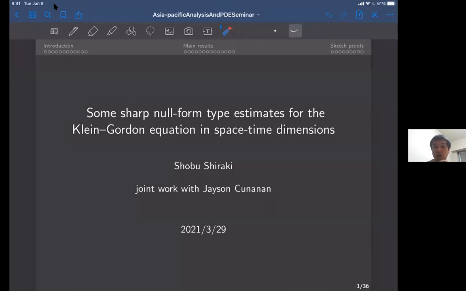Now it seems okay. So I'd like to start today's lecture. The title is "Some sharp null-form type estimate for the Klein-Gordon equation in space-time dimensions" by Dr. Shobu Shiraki. Before I start the lecture, I'd like to introduce him.